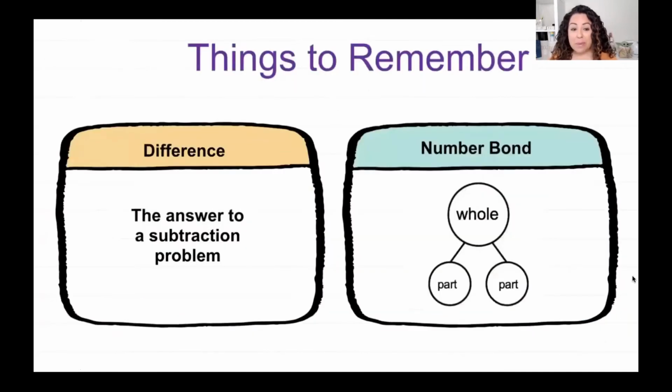Now, things to remember, we need to know that the difference is the answer to a subtraction problem. That's what we'll be finding today. And we also need to remember what number bonds are, because remember, when we are subtracting, we are starting with the whole and we're taking away a part. When we add part, and then we get the whole. But when we subtract, we start with the whole and then we take away a part to get the other part.